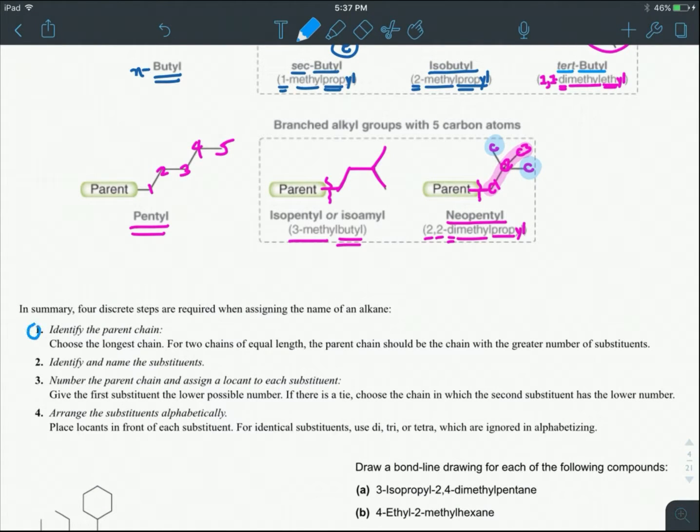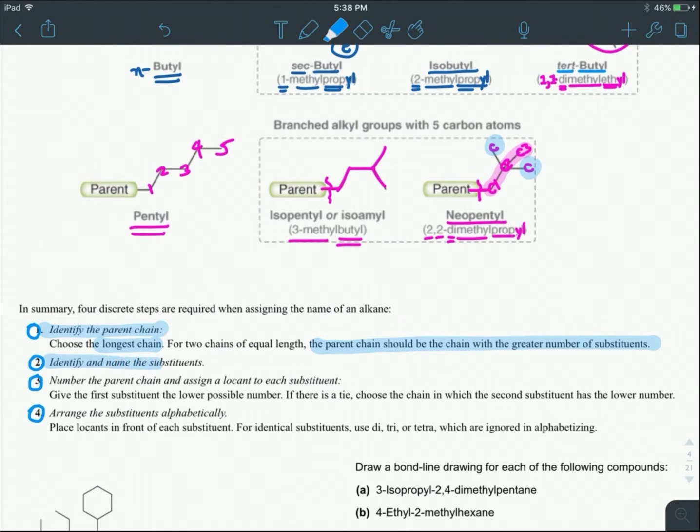Let's look at the four main steps for naming an alkane. We're going to identify the longest chain. And in the situation where you have two options and the chain length is the same, you make sure the parent chain is the one with the greatest number of substituents. So it is the longest, and it is the one with the greatest number of substituents.